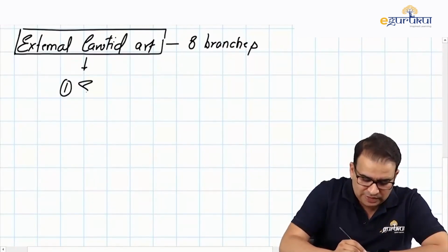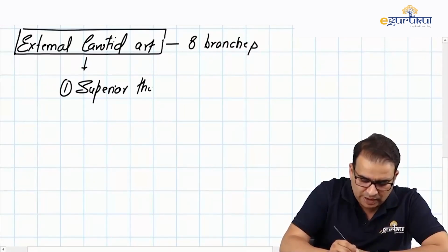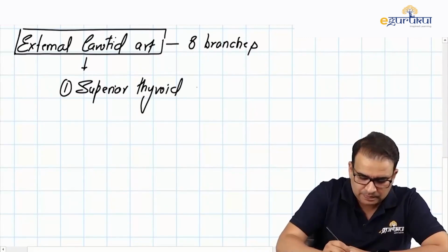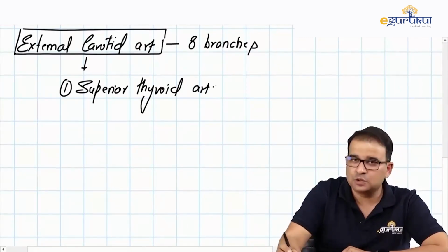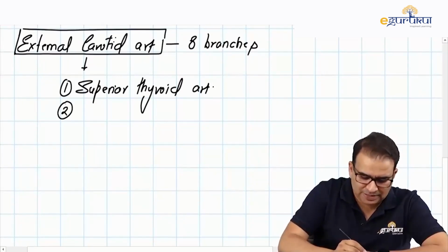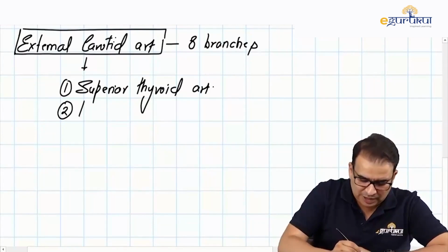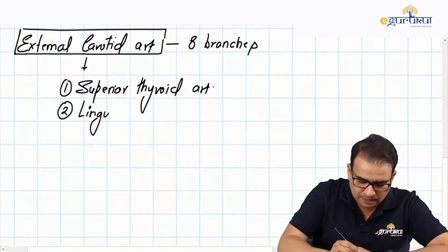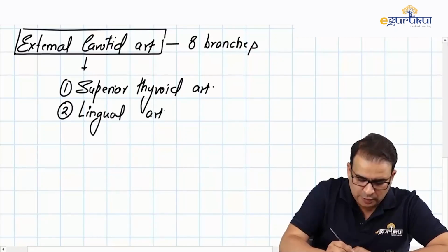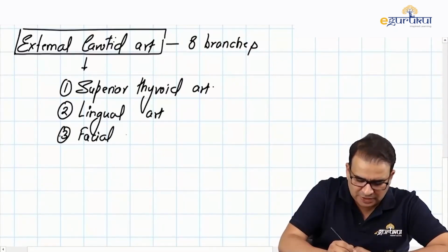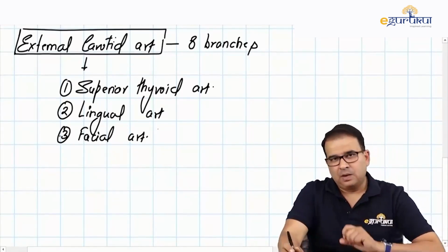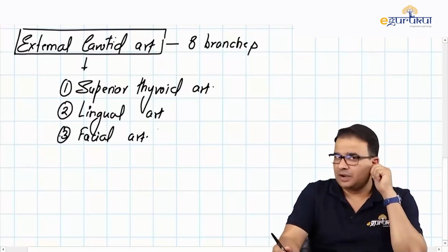The very first artery we'll see is called the superior thyroid artery. Try to write them in this sequence because there's a reason I'm writing them together. Superior thyroid artery, lingual artery, facial artery. Lingual artery, facial artery, and superior thyroid.